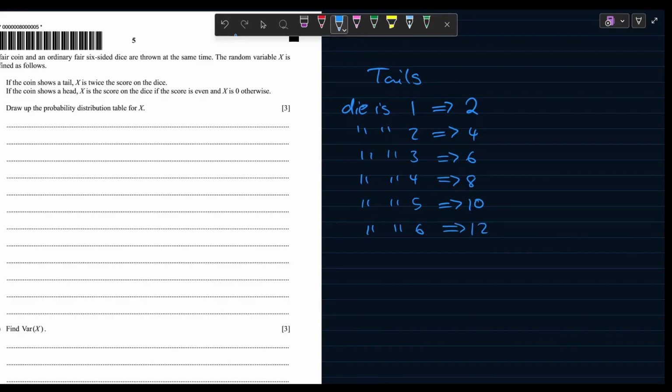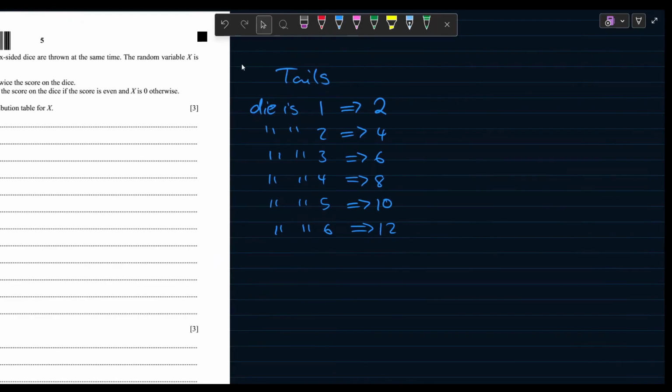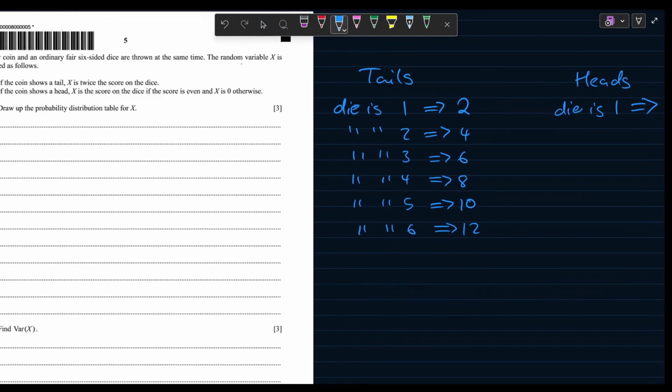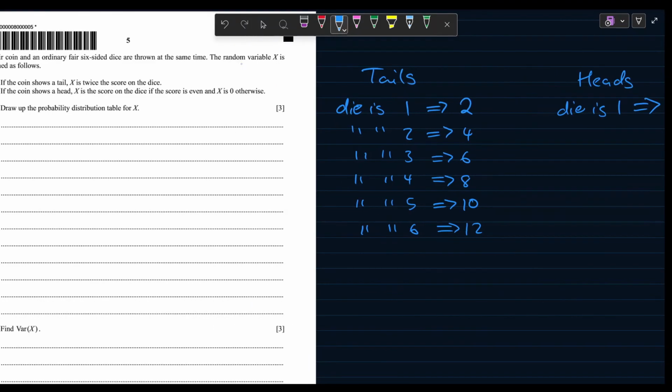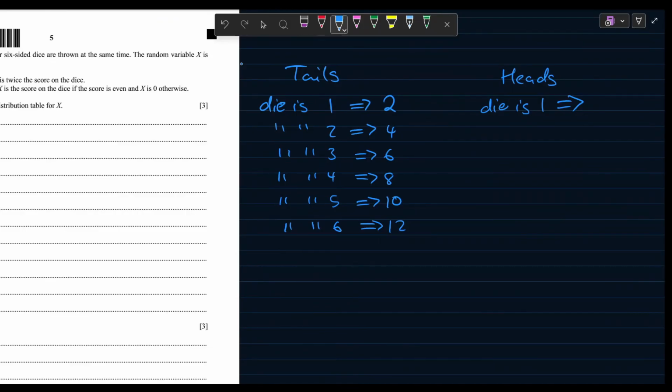All right. And now let's evaluate the scenarios for heads. So if the coin shows heads and the die is 1, what score do we get? They said if it shows a head, X is the score on the dice if the score is even, otherwise it's 0. 1 is not even, so this gives us a 0. And then if we've got a 2, 2 is even, so it's the score on the die, which is 2. And then we go on to 3.